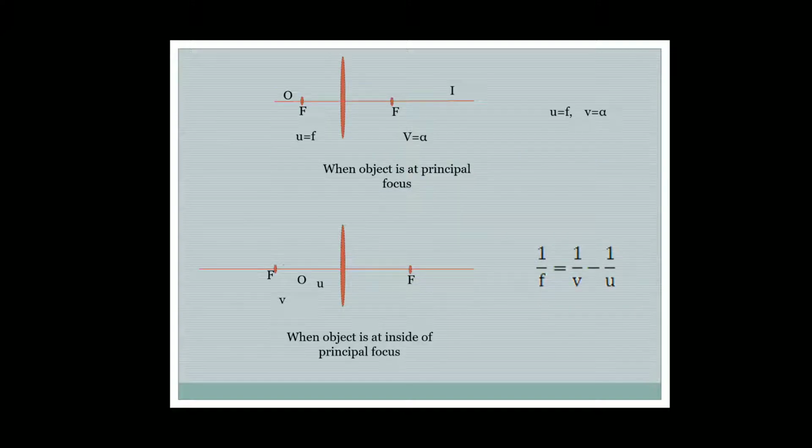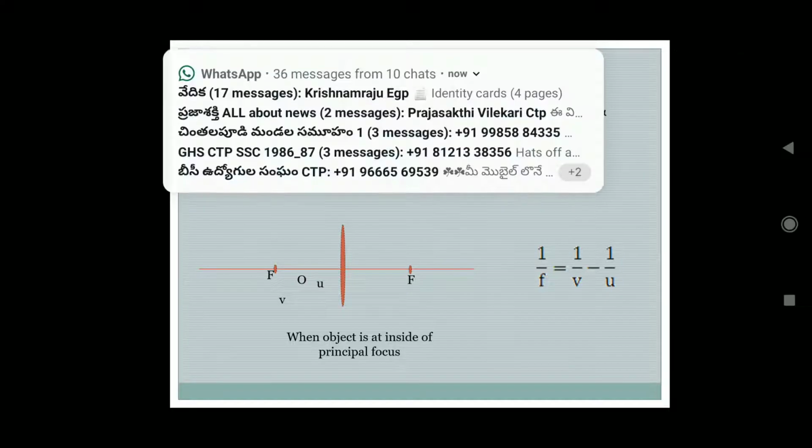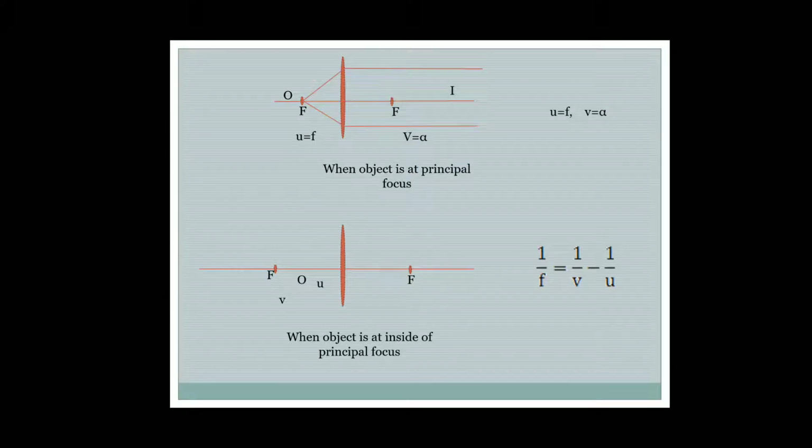And the third one, when the object is at principal focus. So you see there, the object is at principal focus, the light rays pass through the lens, and the image is formed at infinity. So what is happening here? u is equal to f, that is, the object is at principal focus, and the image distance v is equal to infinity. So the final image is formed at infinity.